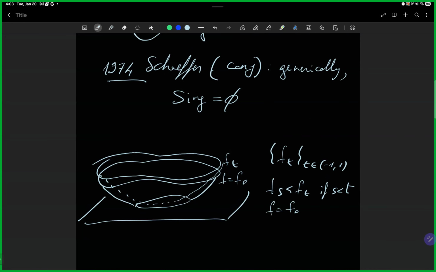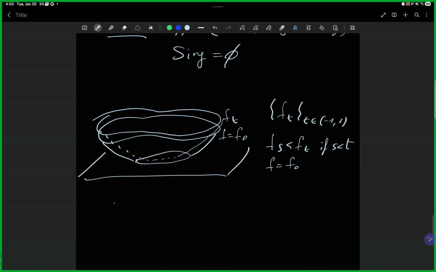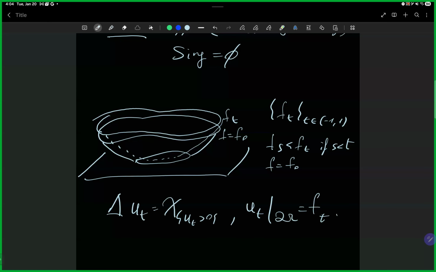And then I move them up and down and ask myself, okay, so perhaps for my very specific boundary datum I see a big singular set, but maybe as I perturb my boundary datum a bit, the singular set will disappear. So I have now the solution to the obstacle problem here. Laplacian of u_t is the characteristic of {u_t positive}, and now u_t on the boundary of Omega is equal to f_t. So this is my one parameter family of problems.